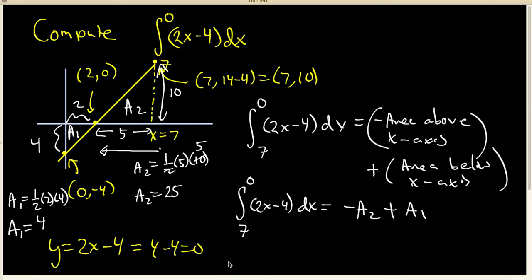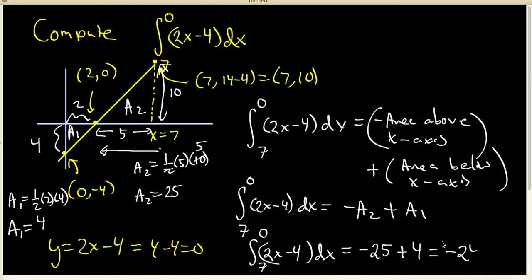Now, in terms of signed area, the integral that we're trying to compute here, that goes from 7 to 0 of 2x minus 4 dx, well, let's see, A2 is above the x-axis and we're going in the wrong direction, so I want minus 25, and then I want to add back area A1, and A1 is 4, so I would get an answer of minus 21. And that would be what this particular integral would actually be equal to.